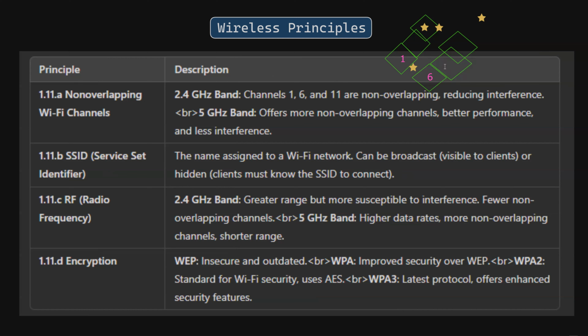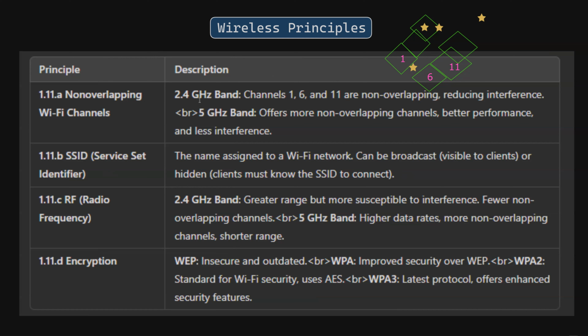But non-overlapping channels means your channels are like this: 1, 6, 11. They are not overlapping. Okay, and then you can see 2.4 gigahertz. This is the spectrum, and 1, 6, 11 are non-overlapping, reducing interference. Then we have the 5 gigahertz band.